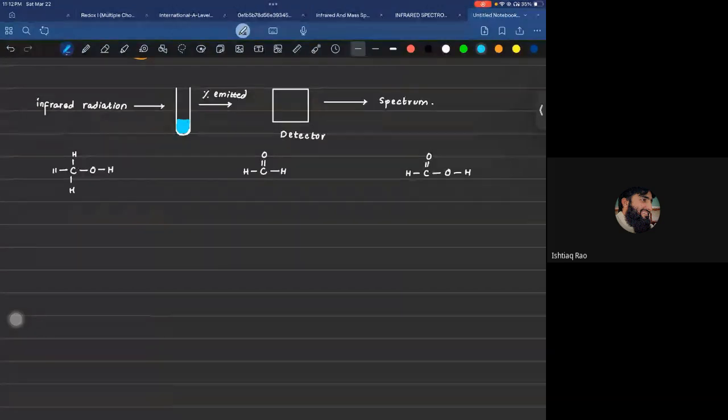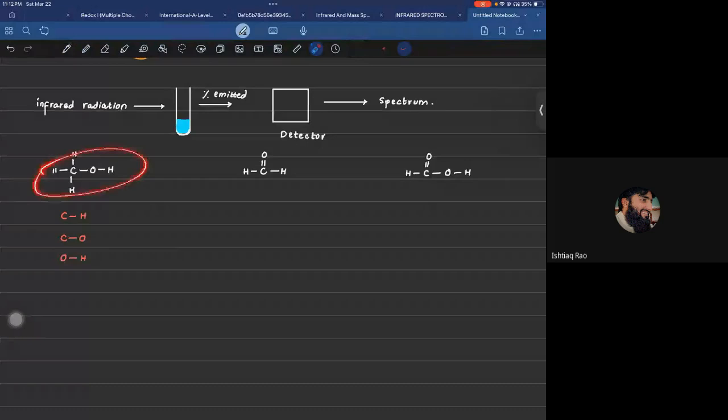Which bonds are present in methanol? तो एक बॉन्ड आपका है CH, then you have CO, and then you have OH. These three types of bonds are present in this sample. And if you can see your aldehyde, so in this compound you have only two bonds, that is CH bond and C double bond O bond.